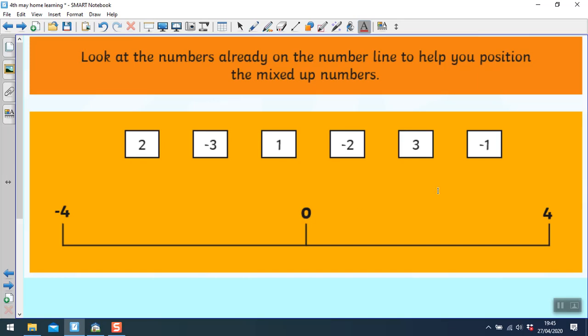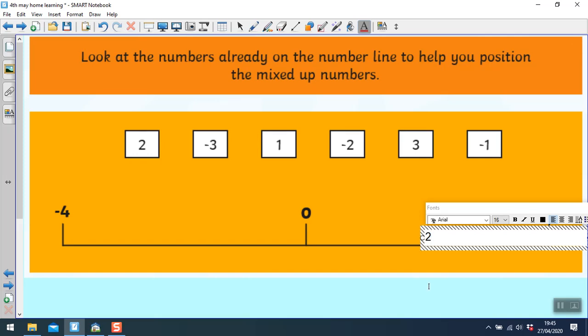Okay, so I've got 0 and 4, and I've got 0 and -4. So if I'm going to try and place a number on, I might start with 2, because I know that 2 is halfway between 0 and 4. Now if you drew this, you could use a ruler and split it in half, or we can just try and be as accurate as possible. So there's 0, there's 4. I'm going to guess that halfway is about there. So I'm going to put the number 2 here.